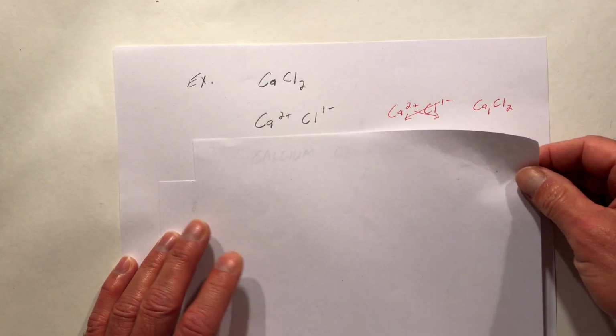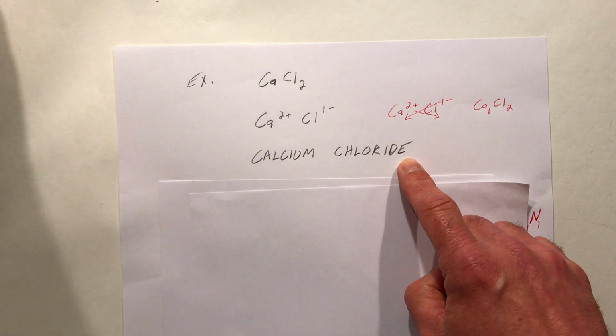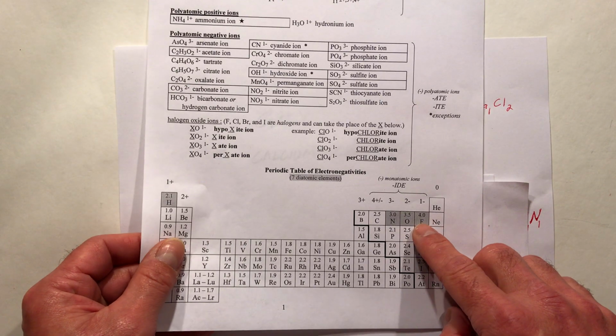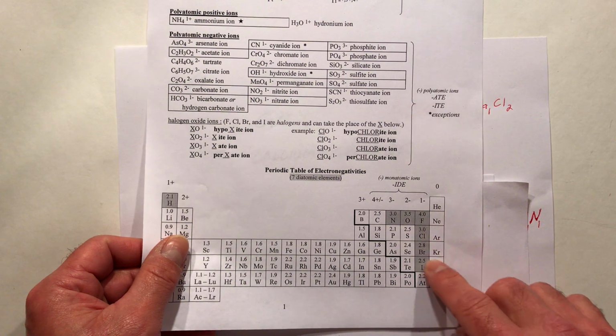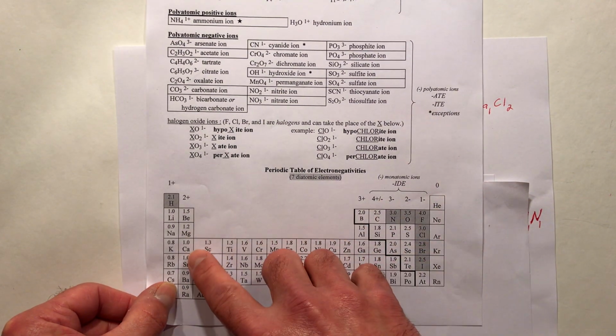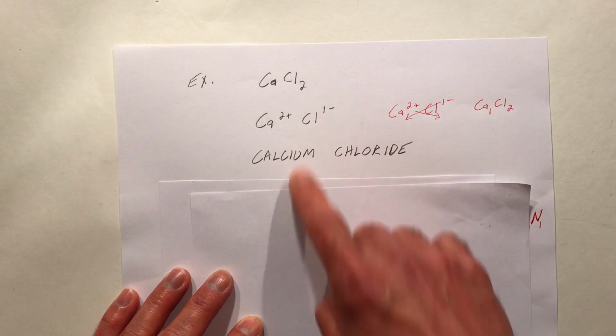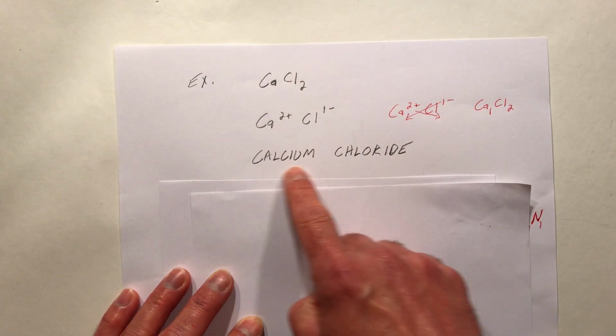So now we just name the ions. Calcium chloride. Remember that when we're using monatomic negative ions, we use an IDE suffix. So we don't call it chlorine, we call it chloride. And monatomic positive ions just get the element name. So Ca2+ is called the calcium ion, Cl 1- is called the chloride ion. So this compound is called calcium chloride.